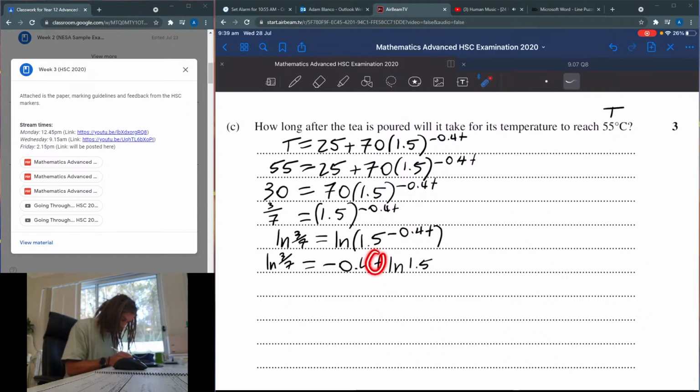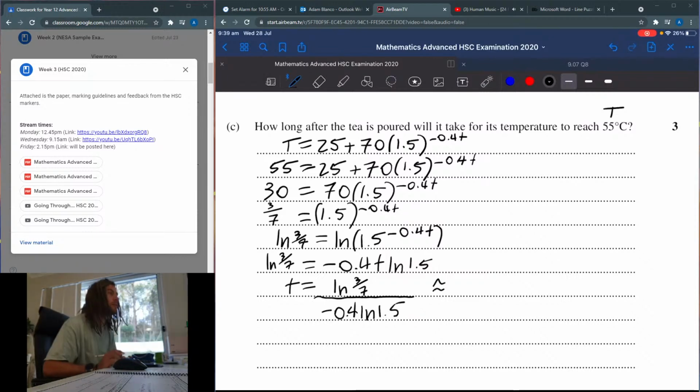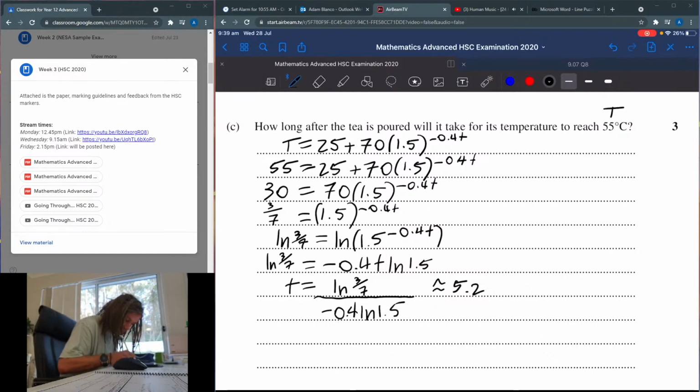Okay, I want the T by itself, so I'm going to divide by that and that. So T is equal to, so I'm dividing by that and that. Okay, so we got there. You probably get all the marks for this, but then I'll chuck it into the calculator. I get around about 5.22.